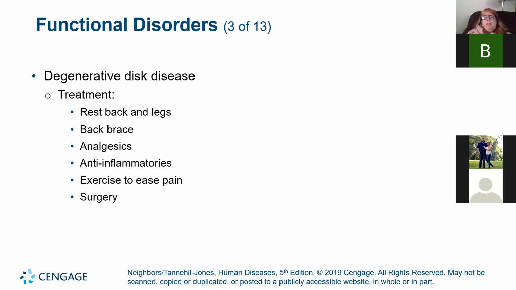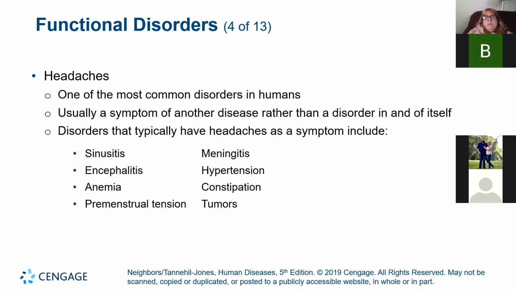Some people can be provided a back brace, and that provides kind of like a man-made cushion for the vertebral column, okay, anti-inflammatories. A lot of times if people have degenerative disc disease and it's flared up, they'll give them a course of oral steroids. Exercise can actually decrease the pain. People can be given physical therapy exercises, and of course the last possible thing they want to do is surgery, but sometimes surgery can provide a lot of relief to the pain for degenerative discs.